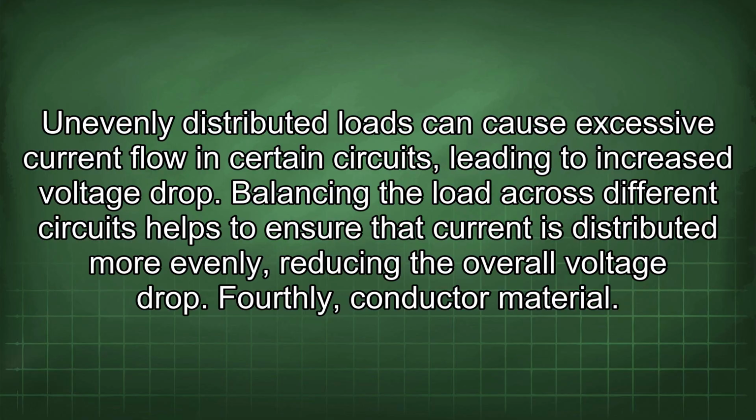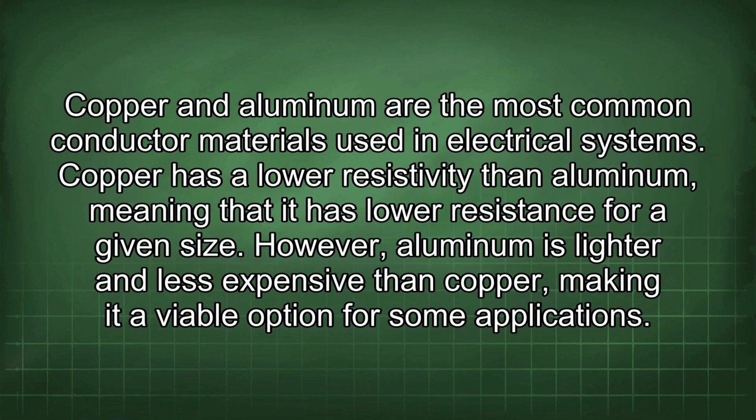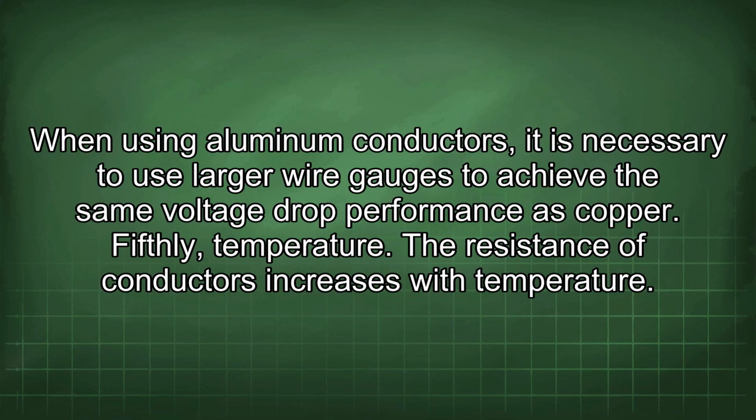Fourthly, conductor material. Copper and aluminum are the most common conductor materials used in electrical systems. Copper has a lower resistivity than aluminum, meaning that it has lower resistance for a given size. However, aluminum is lighter and less expensive than copper, making it a viable option for some applications. When using aluminum conductors, it is necessary to use larger wire gauges to achieve the same voltage drop performance as copper.